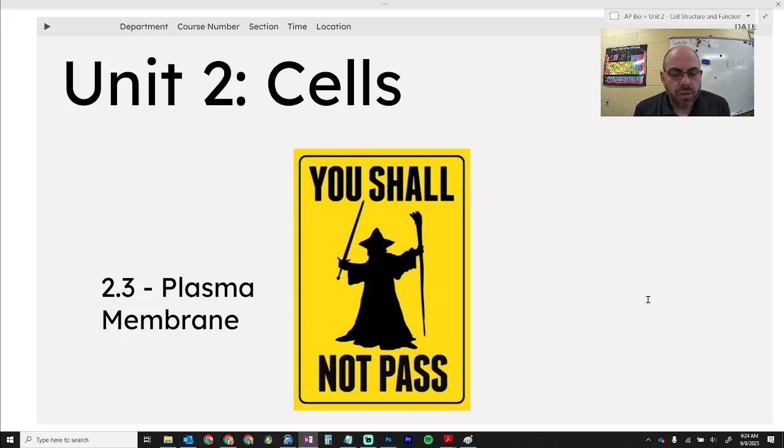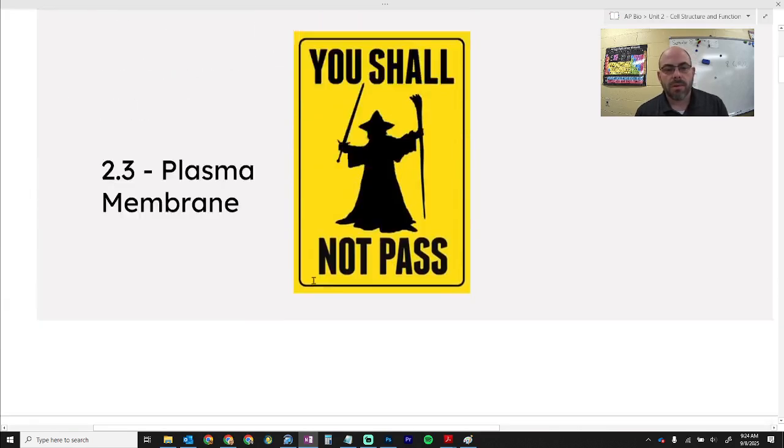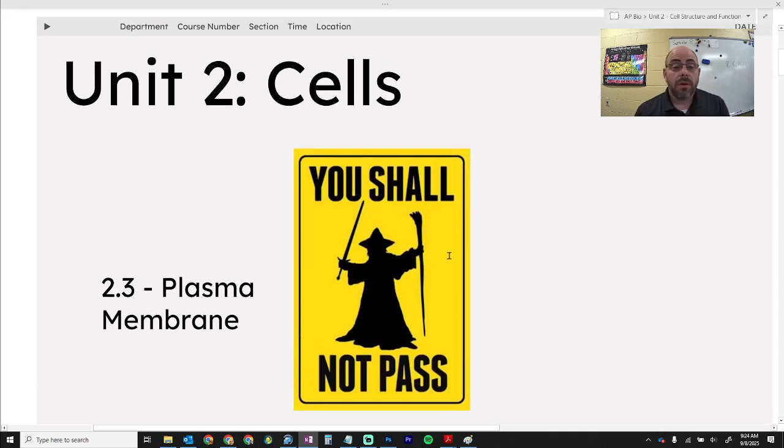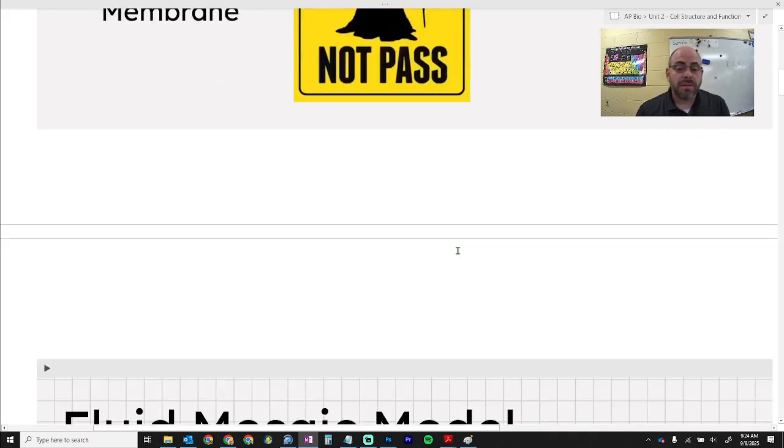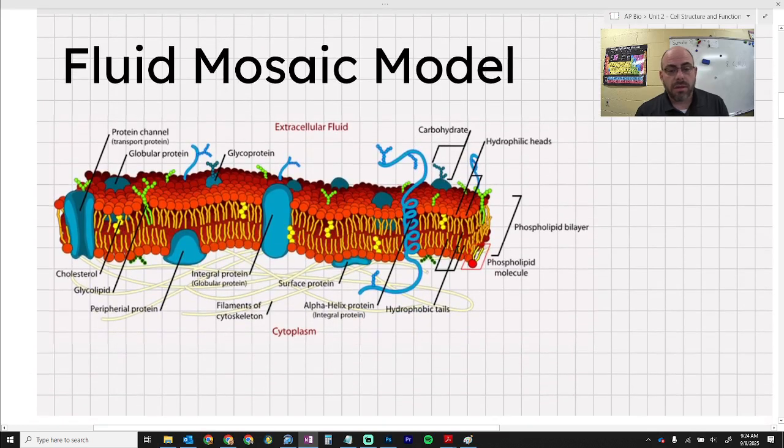This is Unit 2, Cells 2.3, Plasma Membrane. Looking at the plasma membrane and the passive transport. Probably won't be looking at the second one, though that would be fun. We're just going to look at plasma membrane today. And here's a picture of the plasma membrane.